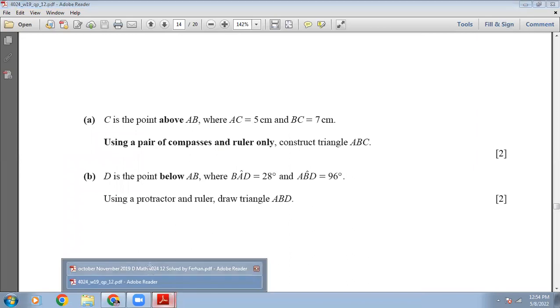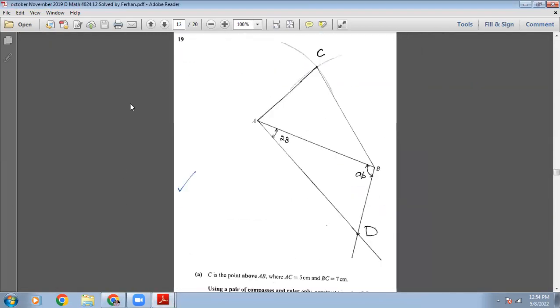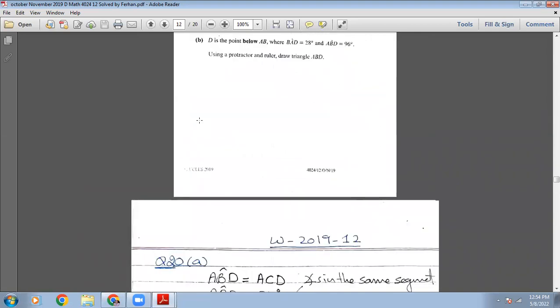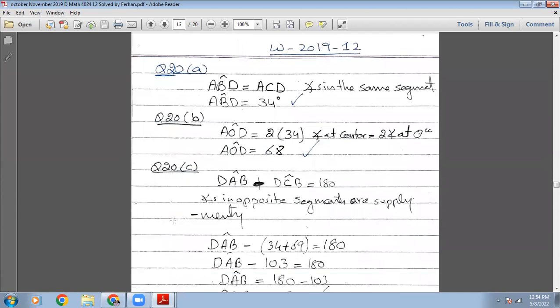And let me show you, I have drawn it. So here you can see that from A 5 centimeter, from B 7 centimeter arc where these two arcs intersected, that's the point C. Here I put my protractor here. From here I started counting 28. I made the line for the angle. And I put a protractor here. From this side I start counting. Wherever I find 96, I draw the line where these two lines intersect. That's the point D. So this is how you will draw these two triangles. So I hope you understand.